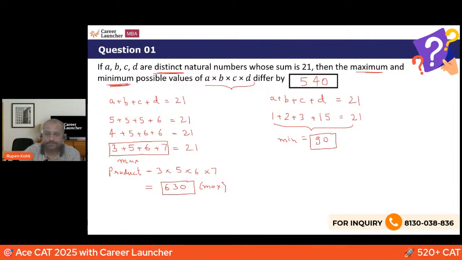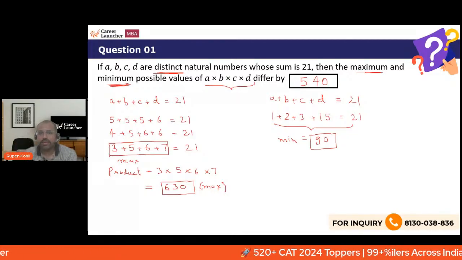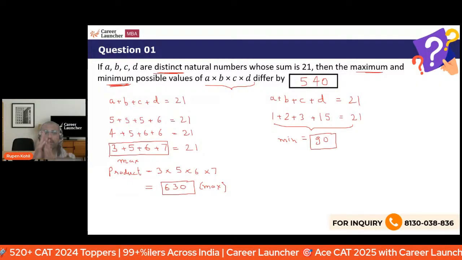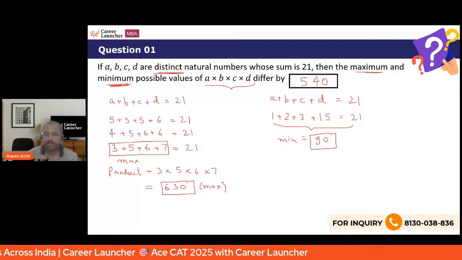All right. So something to be learned here. Sum is constant. Product has to be maximized or minimized. What we should do: variables as equal as possible. That will maximize the product. Variables as far away from each other as possible will minimize the product.